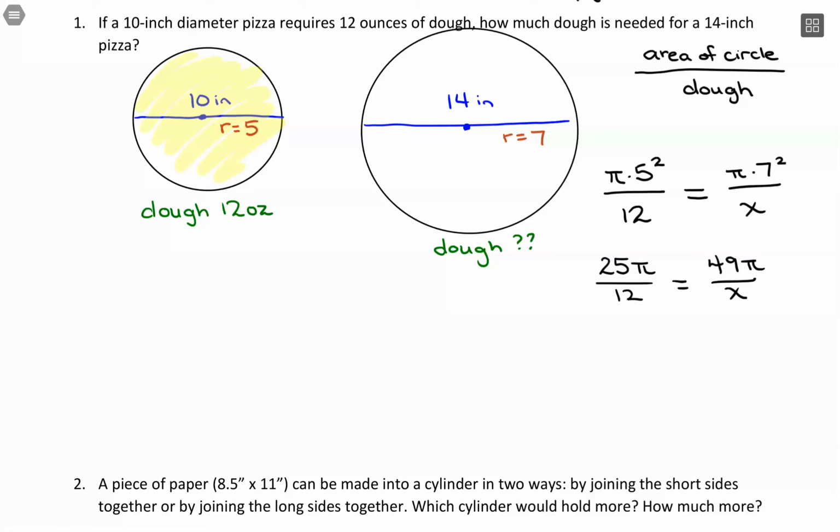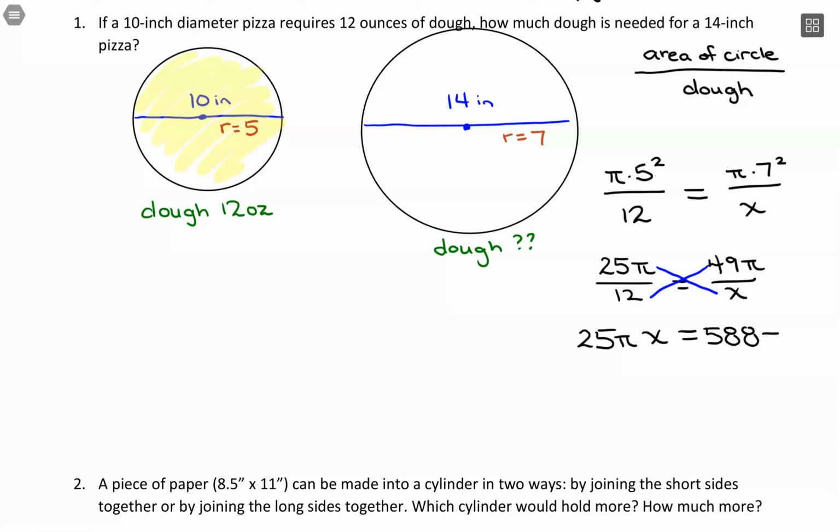And I'm just going to try to keep these as whole numbers as long as I can until I get to the very end. So when I have proportions equaling each other, or these ratios, we're going to cross multiply. So that 25 pi is going to multiply with x, and then equals 12 times 49 pi. Now I'll go ahead to a calculator and multiply that 12 and 49. That'll be a nice whole number. So 12 times 49 is 588.